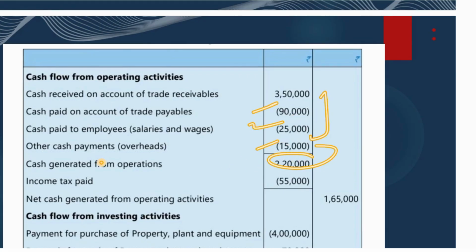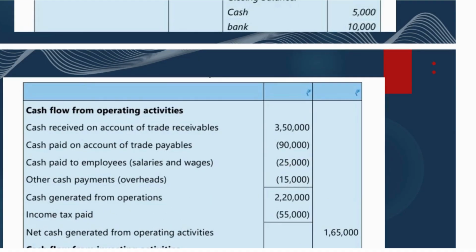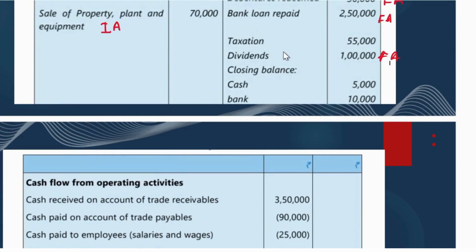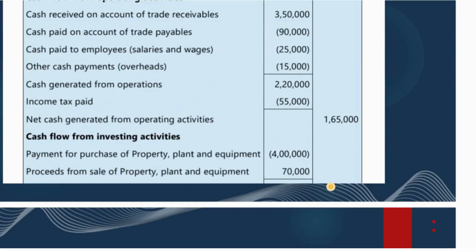Now the remaining is your cash generated from operations. Since you have paid the taxation as well, basically the income tax, you have to deduct that income tax from here. It was 55,000, as it is given in the question. So you have to deduct that from your cash generated from operations. Thereafter you will be left with net cash generated from operating activities. So this is your balance.